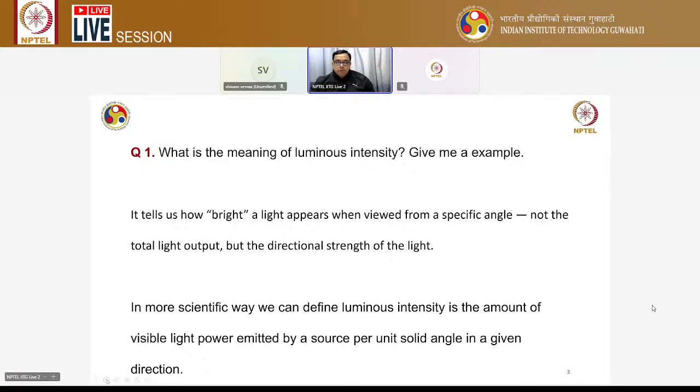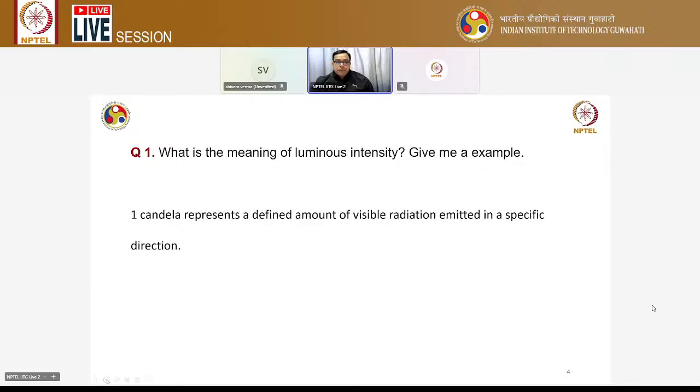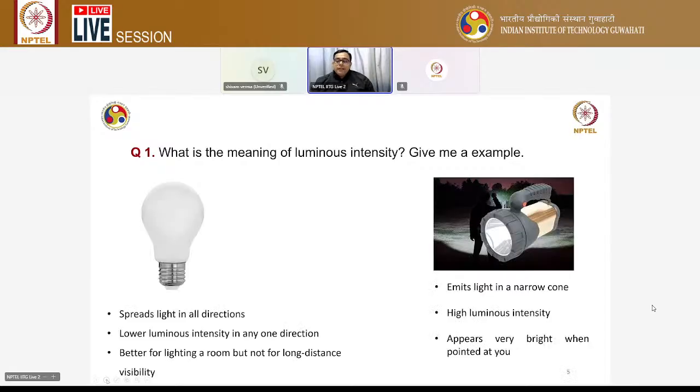In a more scientific way, we can define luminous intensity as the amount of visible light power emitted by a source per unit solid angle in a given direction. The unit, as I have mentioned, is candela, and one candela represents a defined amount of visible radiation emitted in a specific direction. So with an example, let's try to understand this. I have taken two examples, both light sources. The first is a light bulb, and the second is a torch.